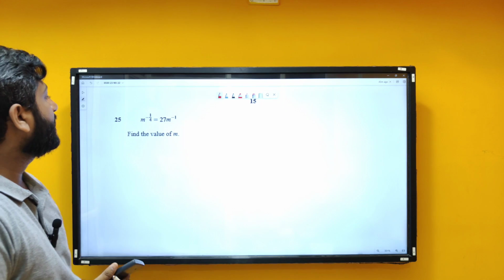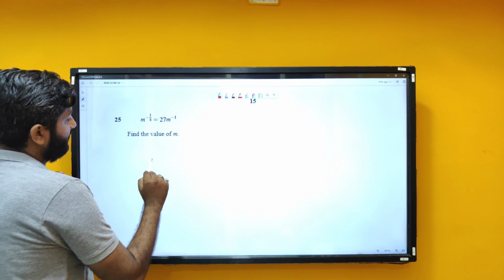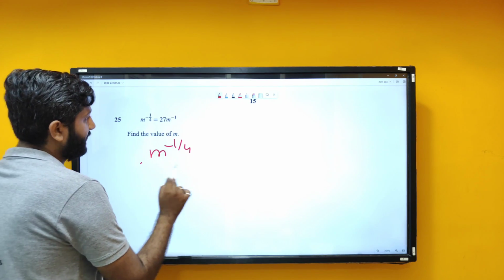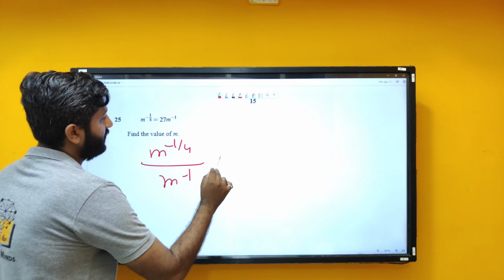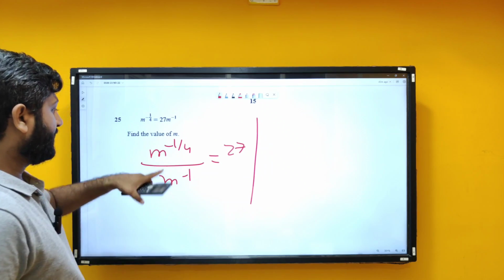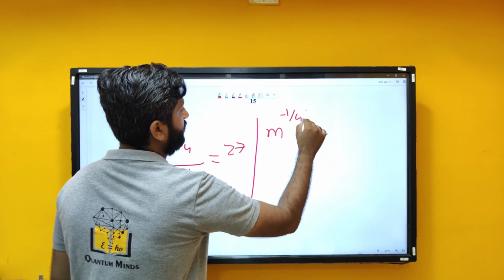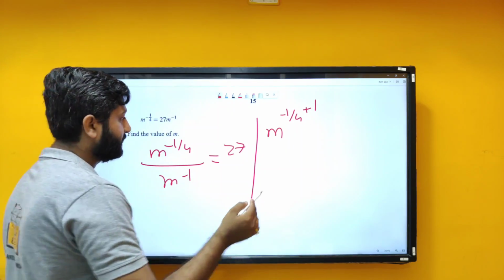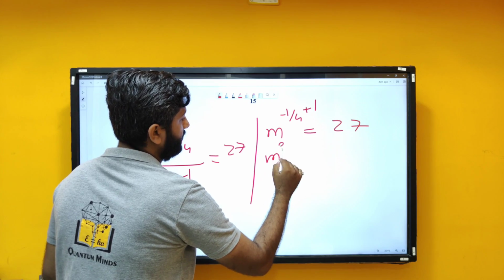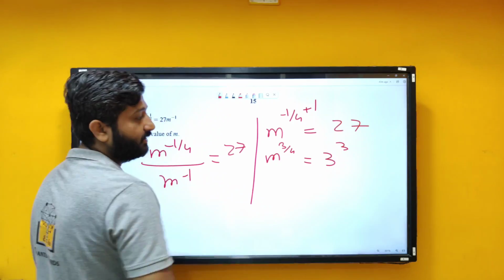Okay. So we have to find the value of m. We have m power minus 1 by 4. If I bring this m on the left hand side, I can write this as m power minus 1 equals to 27. Right, guys? And we know in division the power gets subtracted. So m power minus 1 by 4 minus of minus 1, which is plus 1, is equals to 27. So this is m power 3 by 4 is equals to 27, can also be written as 3 power 3.